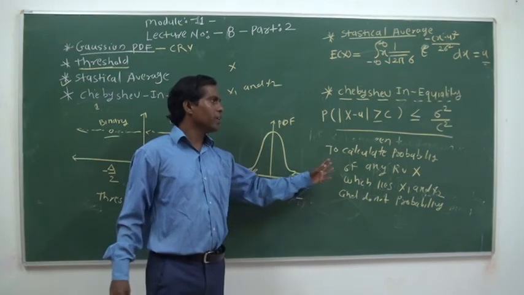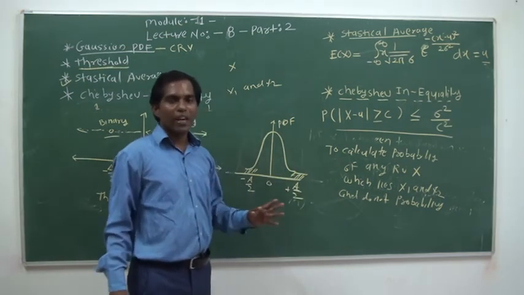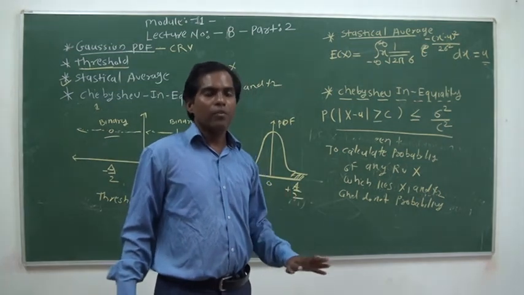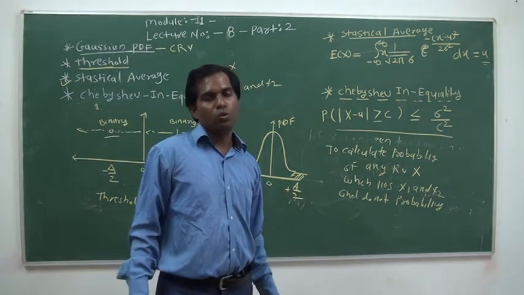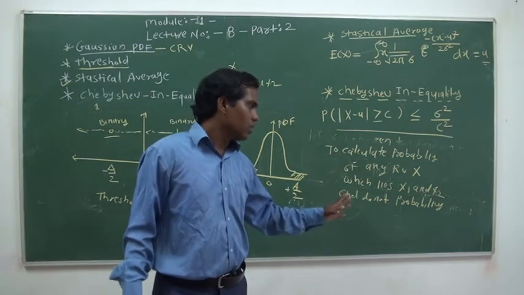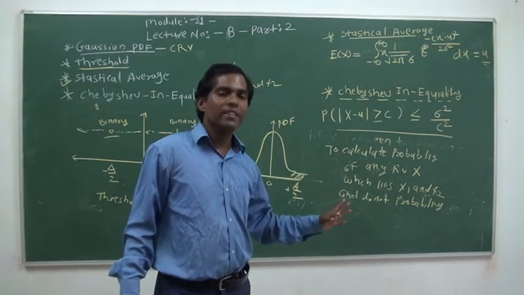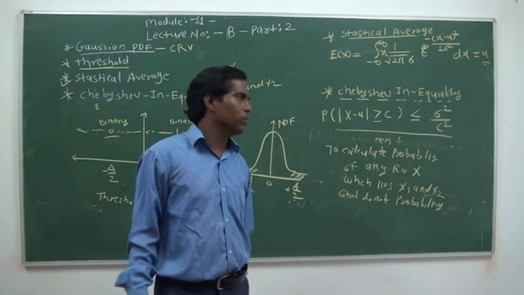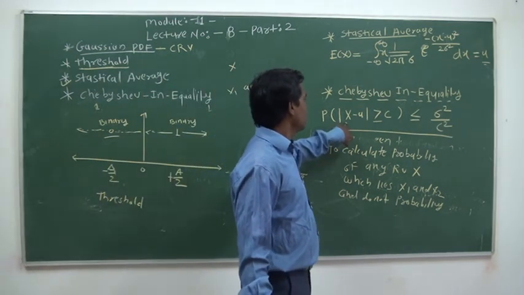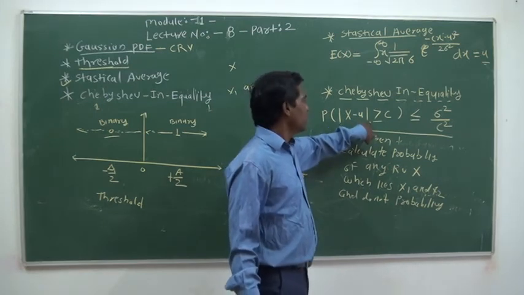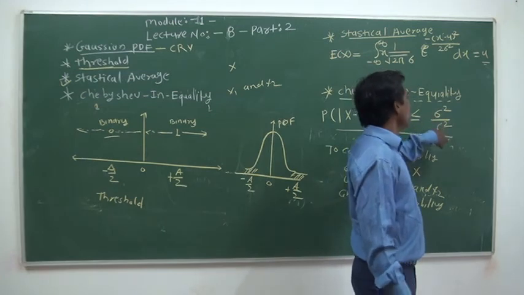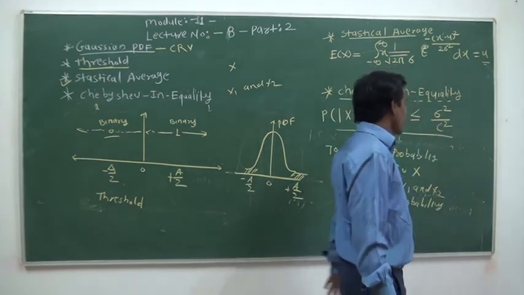So this Chebyshev inequality is very useful to calculate the probability of any random variable which lies between two known random variables, where no probability density function or probability distribution is given. At that time we use this concept. So the probability that mod of x minus mu is greater than or equal to c, where c is a constant, is less than or equal to sigma square divided by c square.